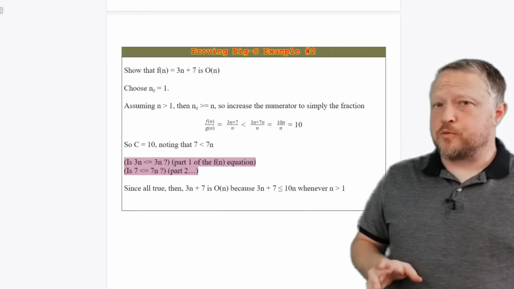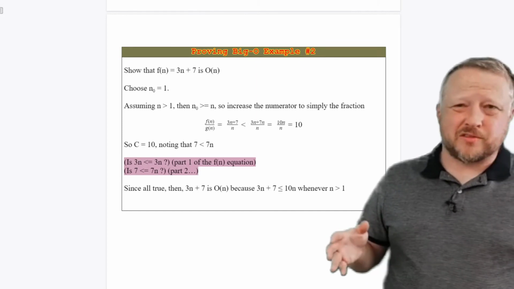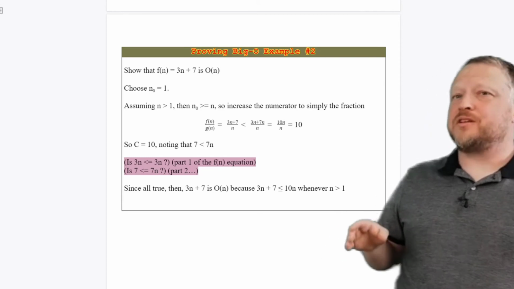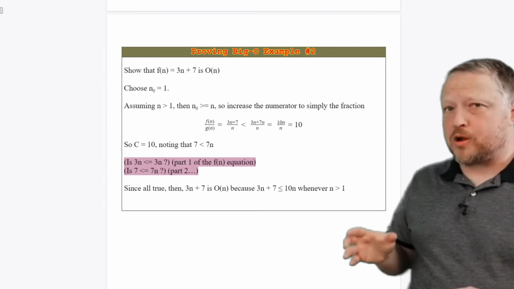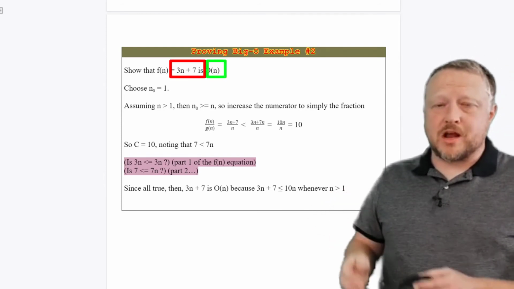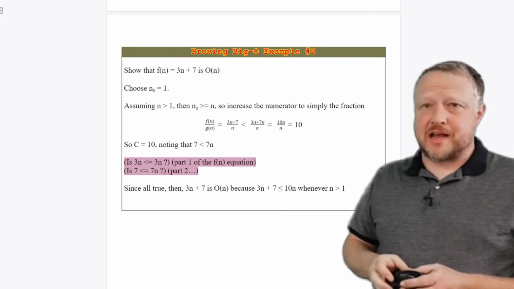So here's another problem. Same idea, same steps. The equation's obviously a little different. So show that f of n is 3n plus 7, and that is big O of n. Now remember, the breakdown of f of n is being highlighted, and g of n is being highlighted right now. So that's where you also have it in this equation, exactly the same spot.